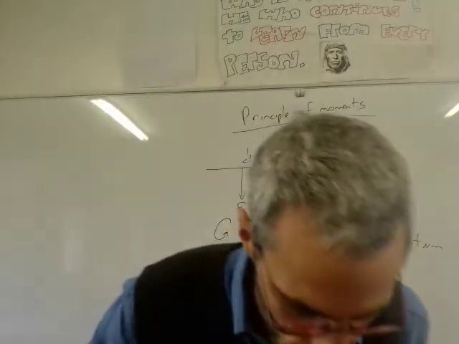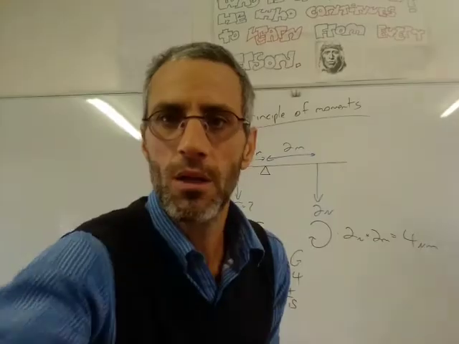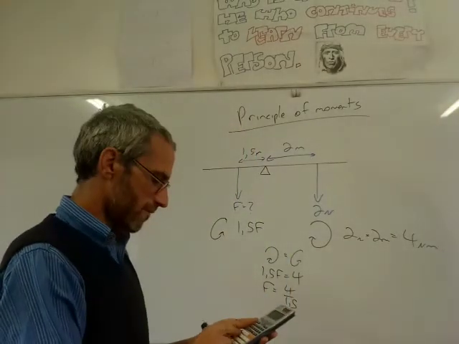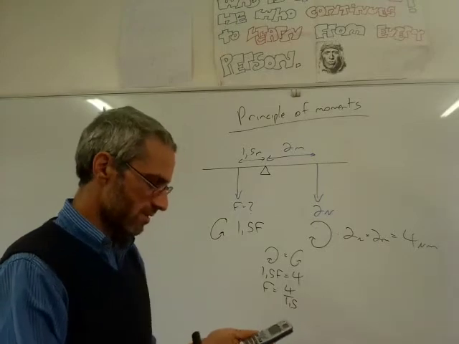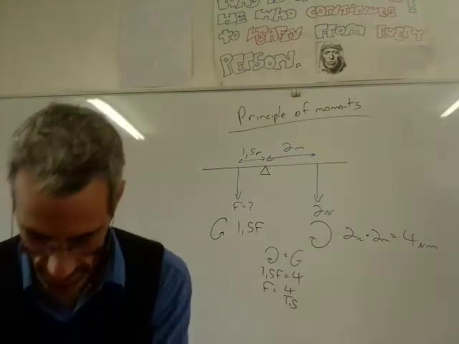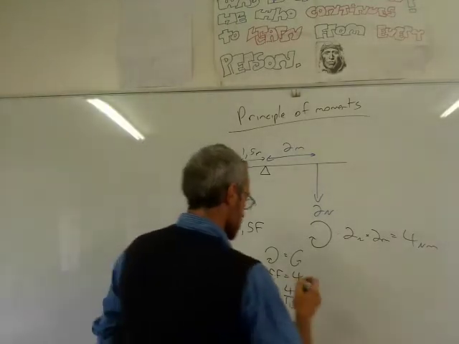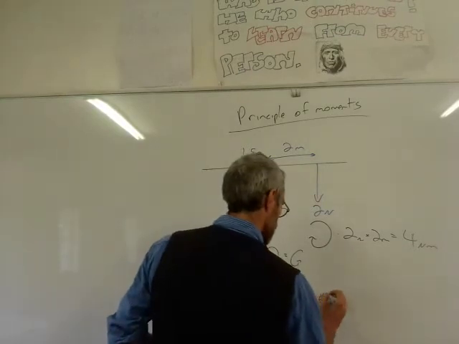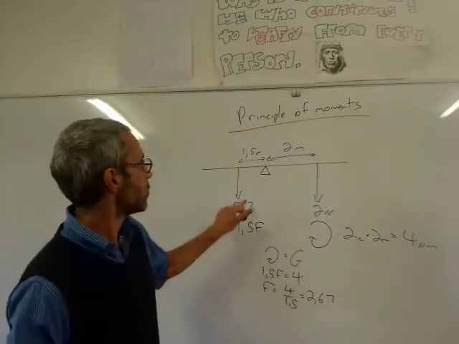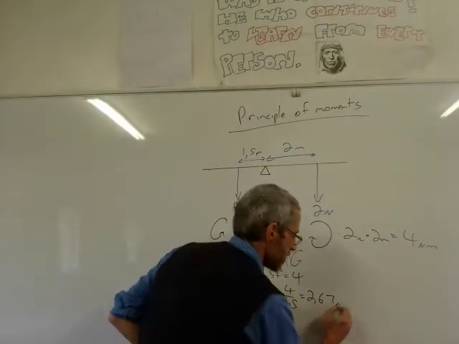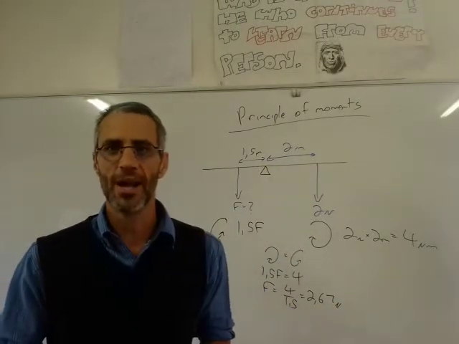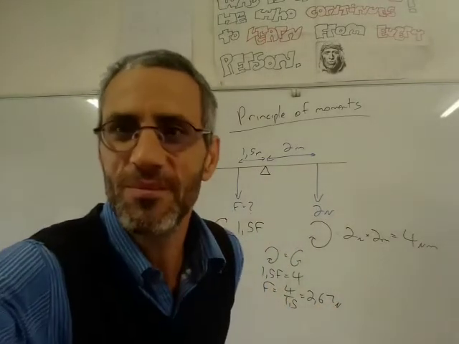And I'll use the calculator. Okay, so I'm going to write 4 divided by 1.5. And often we'll have numbers that are not whole. And the answer is 2.67. Okay? Because we work with newtons and meters on both sides, the answer will be in newtons. Okay? Let's do another one.